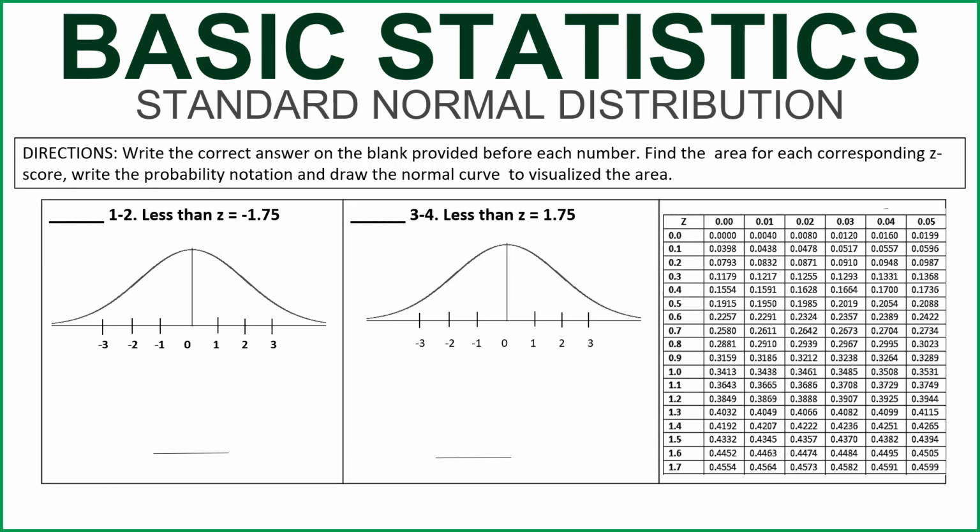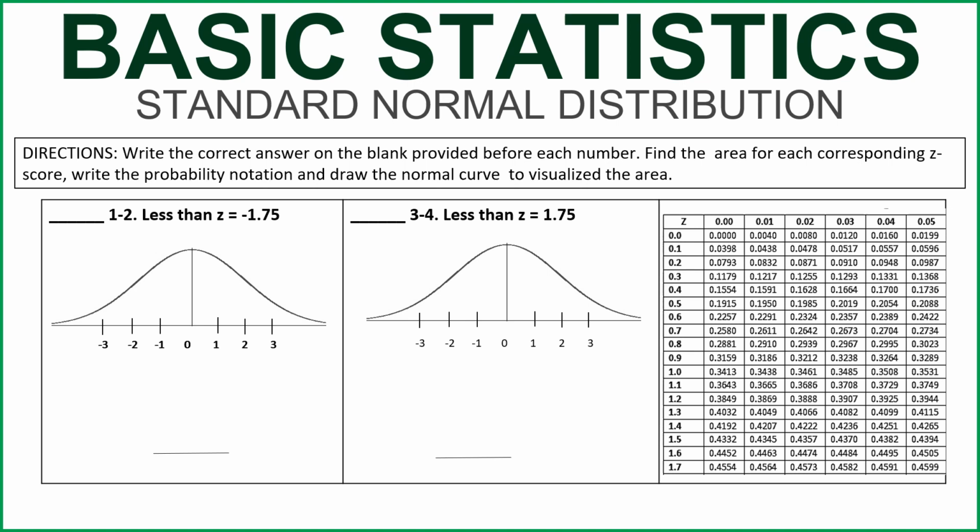So let us answer the following. Number 1 to 2, less than z equals -1.75. First thing we need to do is to identify or draw the normal curve. So let's locate -1.75. Is it between 0 and -1 or -1, -2? Of course, the answer is -1 and -2.